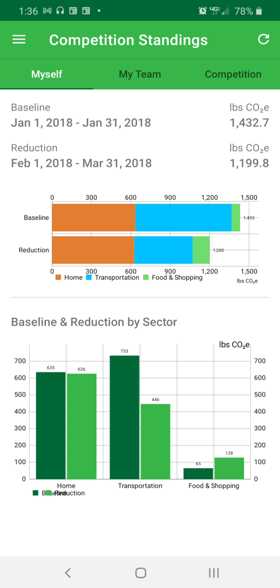Not much change in home energy, the orange bar, but he cut back on transportation. Food and shopping actually went up a little bit, but it was more than compensated for by his reduction in transportation. And then the lower graph is just a bar plot of much the same information.